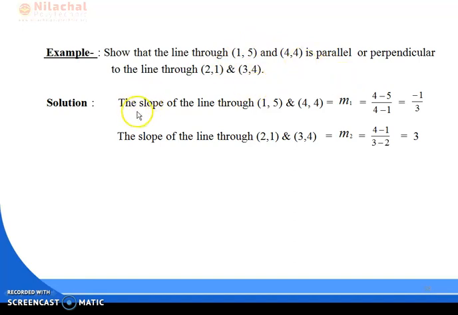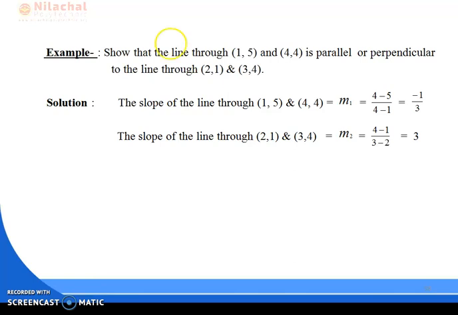Okay, let's see. First of all, we should find out the slopes of the lines. So how do we find the slope of a line? If you don't find the slope of a line, how can you check whether the lines are parallel or perpendicular? We should find the slope of each line.